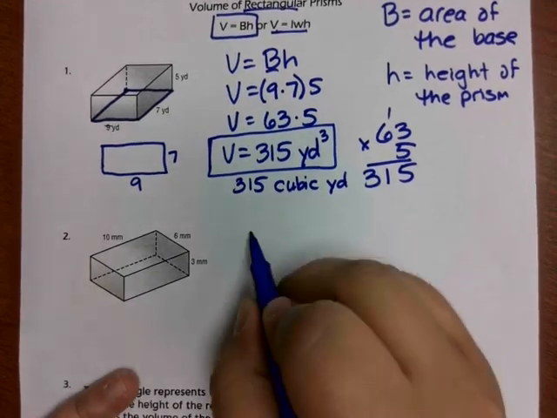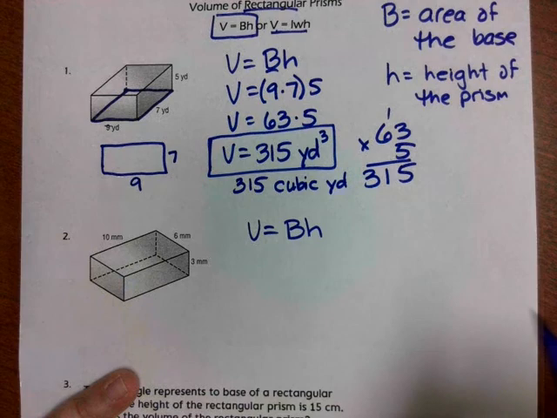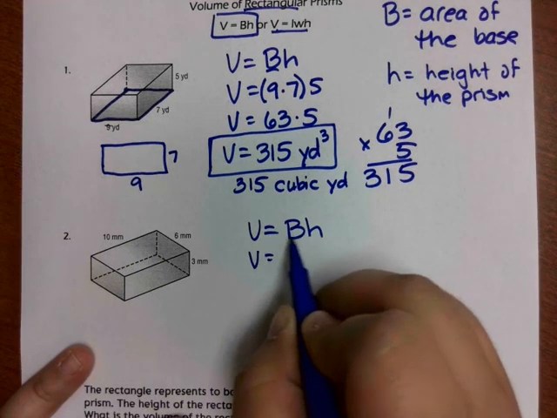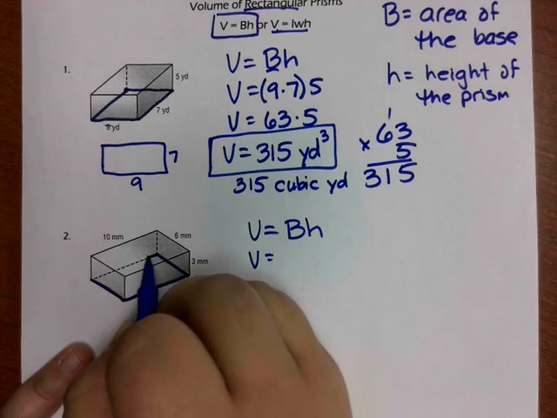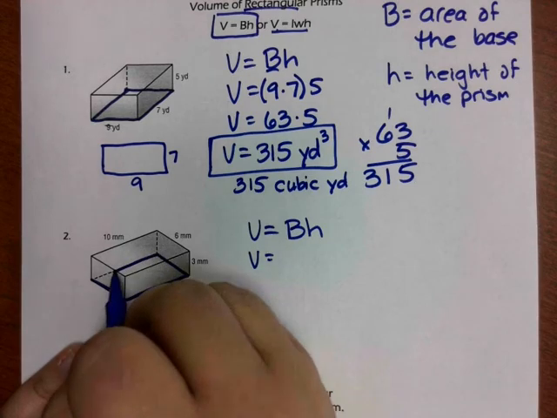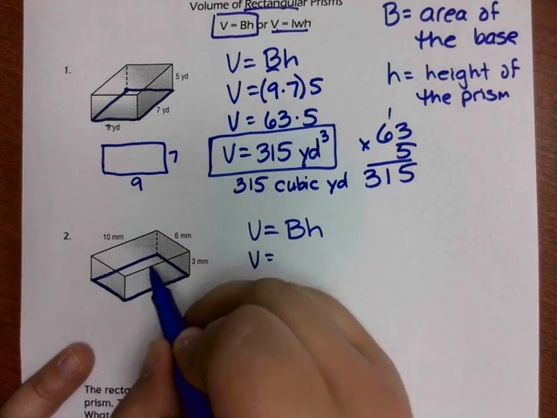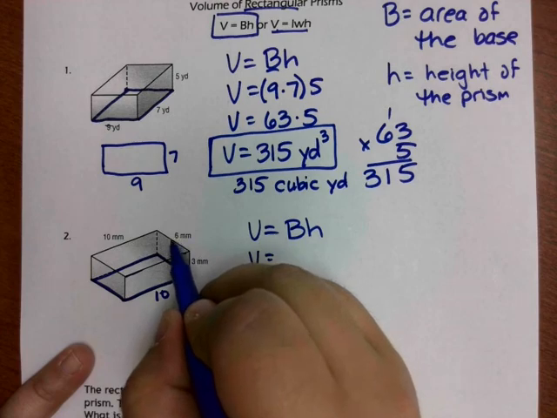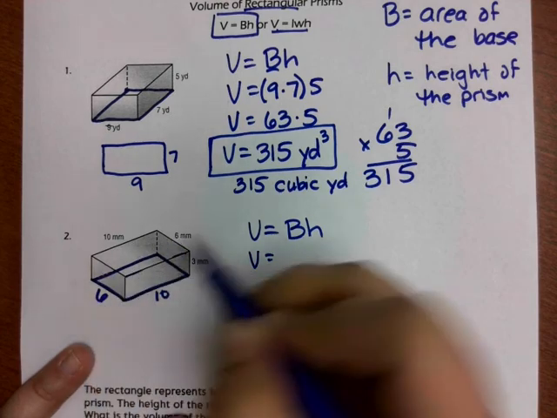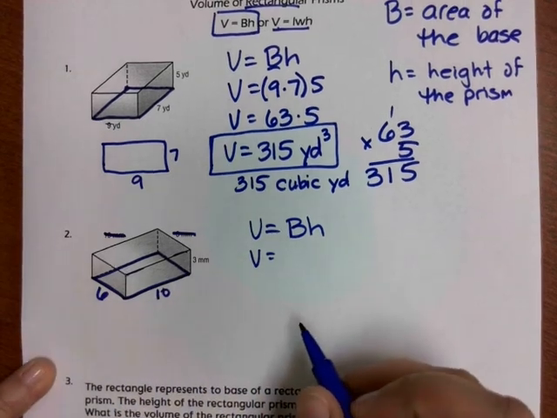Alrighty, and then the next one. V equals capital B times H. The first thing we need to recognize is what my base is. My base is my bottom shape right here. There are no numbers on that bottom shape, but this is a rectangular prism. So if this is 10, then this side is 10, which makes this side also 10. If this is 6, then this is 6, and that means this has to be 6. So I'm going to cross those off because I just wrote them here.